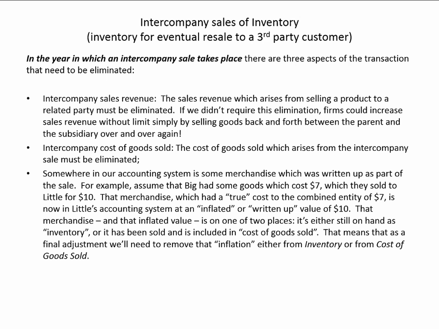That merchandise and that inflated value is in one of two places. If Little still holds the merchandise at year end, then that inflated value is in inventory, and we're going to have to correct inventory by writing it down from $10 down to $7. If that merchandise has been sold, then that inflated value has moved from inventory to cost of goods sold, and we're going to have to correct cost of goods sold, reducing it from $10 down to the true cost of $7. So as a final adjustment, we're going to need to either adjust inventory or cost of goods sold.